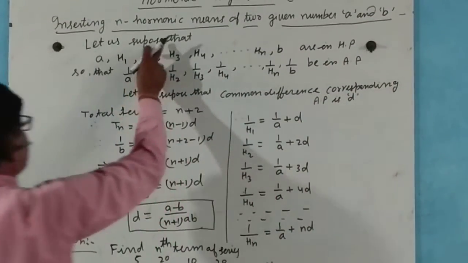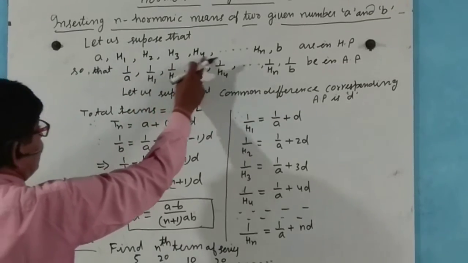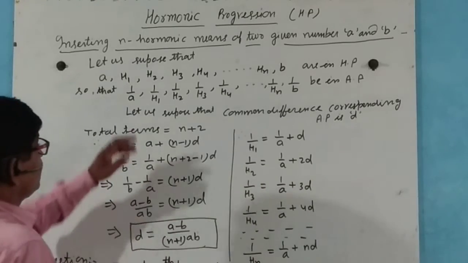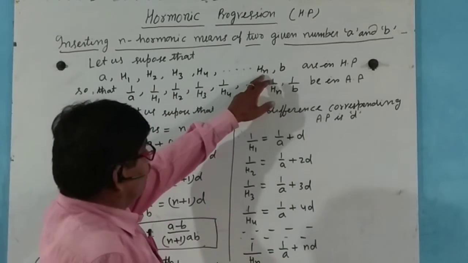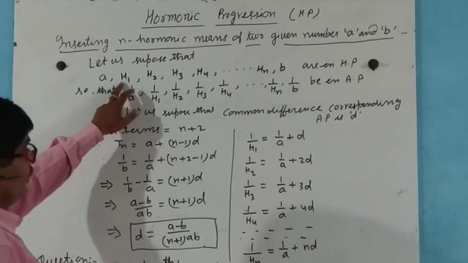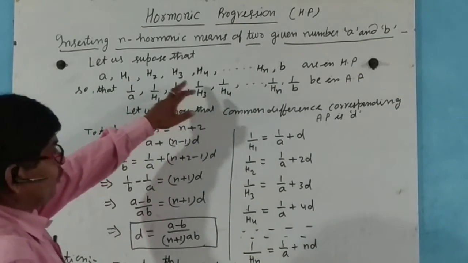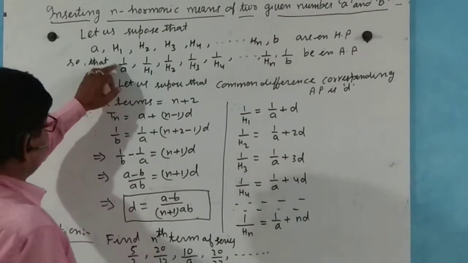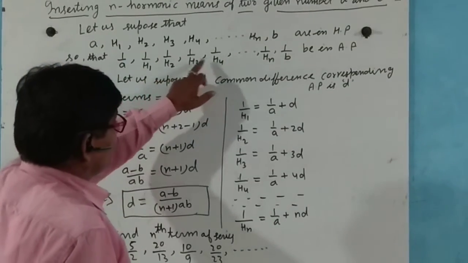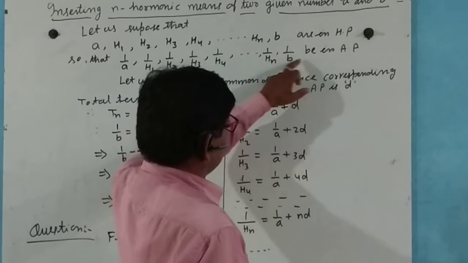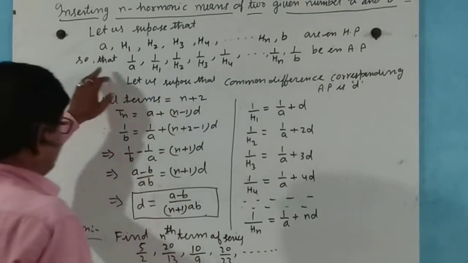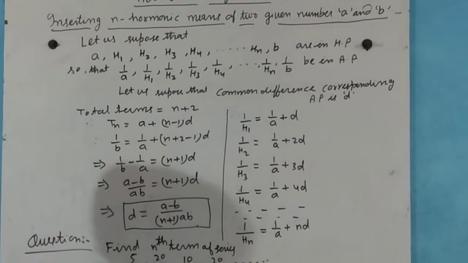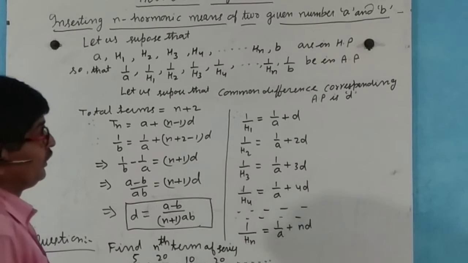Here let us suppose that A, H1, H2, H3, H4, up to Hn and B are in HP. In this case, H1, H2, up to Hn are the harmonic means, and since it is a harmonic progression, the reciprocals of the terms, that is 1 by A, 1 by H1, 1 by H2, 1 by H3, 1 by H4, 1 by Hn, 1 by B, are in AP. This is an arithmetic progression. Let us suppose that the common difference corresponding to the AP is D.